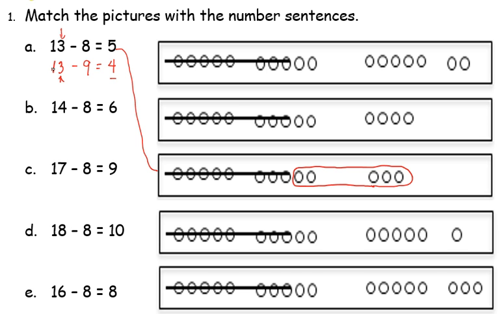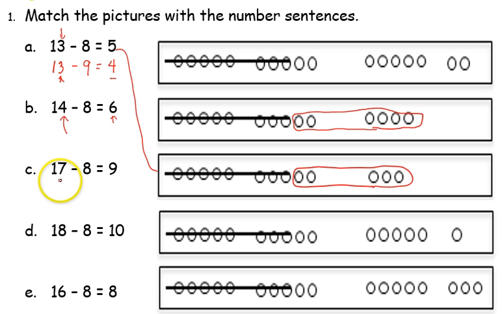The next problem is 14 minus 8 equals 6. So I'm going to look for the answer that shows 4 and 2 more to get 6 for our answer. So if I look down the rows here, I see here's my 4 and 2 more, showing that 14 minus 8 equals 6. The next problem is 17 minus 8.